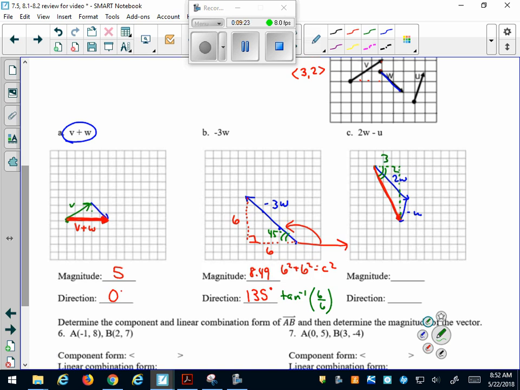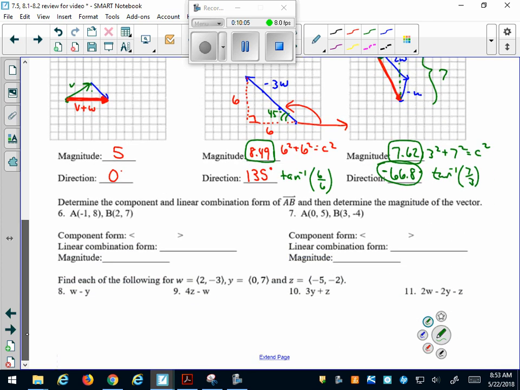This is 3, and this is 7. So we're going to do 3 squared plus 7 squared equals c squared, and c is 7.62. Direction, we're going to do inverse tan of, so if this is our reference angle, opposite over adjacent is 7 over 3, and this is 66.8 degrees. And since it's going in the negative direction, I'm just going to put a negative there, negative from the horizontal. Okay.